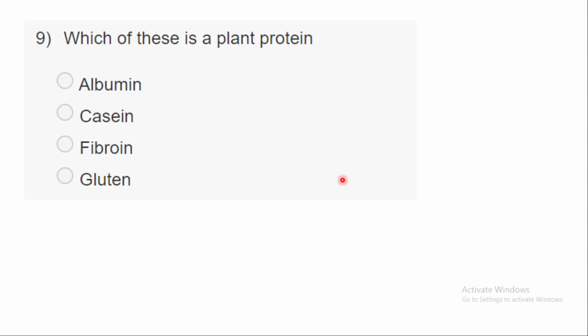Let's check some of the answers. Monica, Anuradha, Vishnu, Priya, Pradeep, Venkat are all saying C, fibroin. Gaurav, Madhu, Amar, Lakshmi are saying gluten. Neerav is saying albumin. And Vishnu changed her answer to D. So there are many saying C, some saying D, and some also answered A.